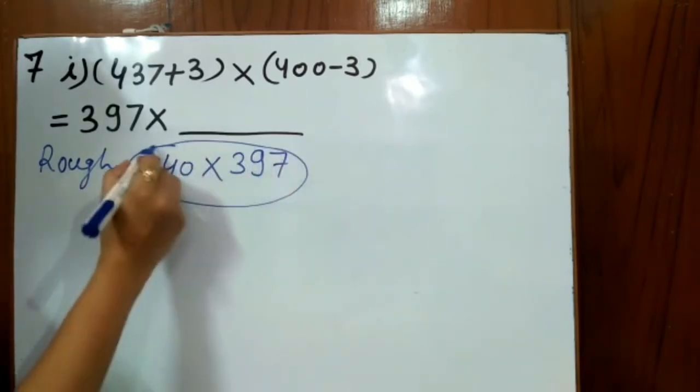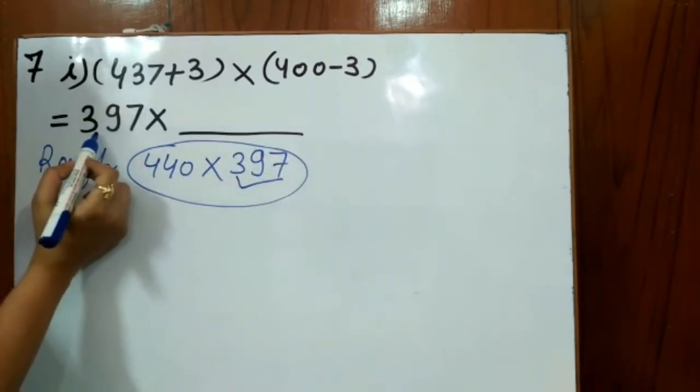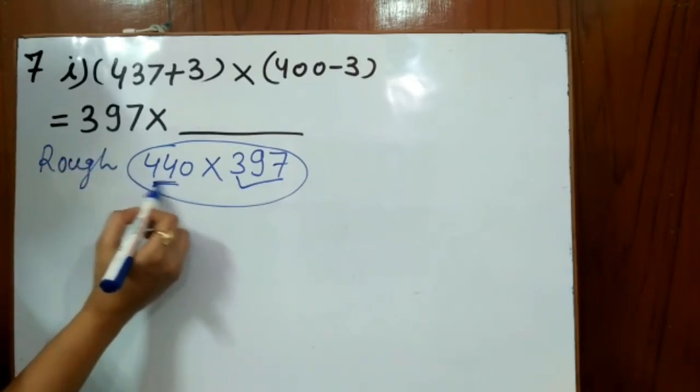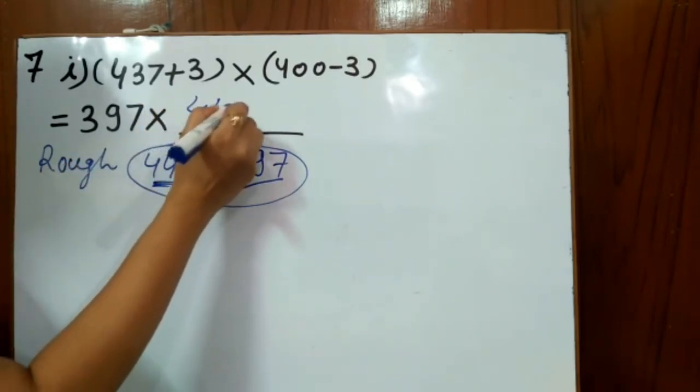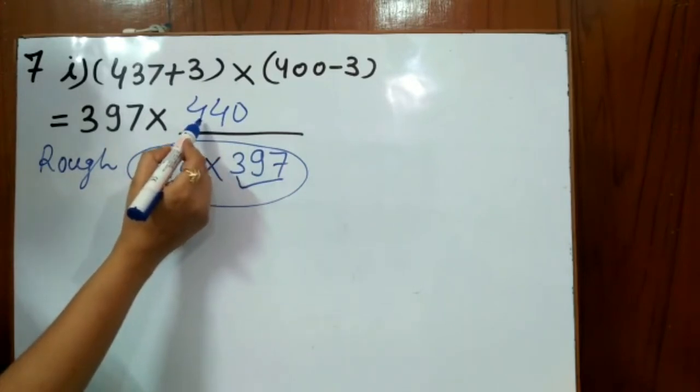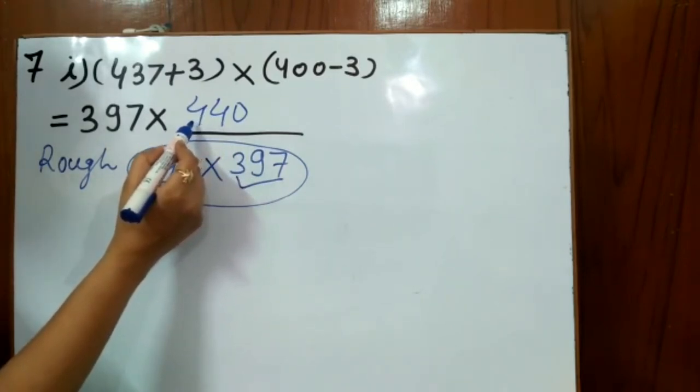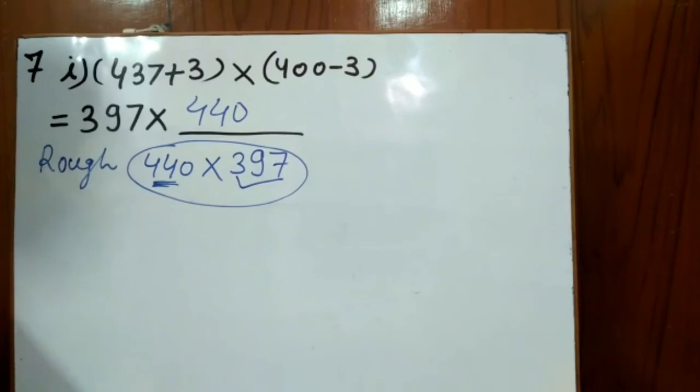Out of these two numbers, this number is already written here. And what is left? That 440. So we will write here 440 and it is your answer. Understood?